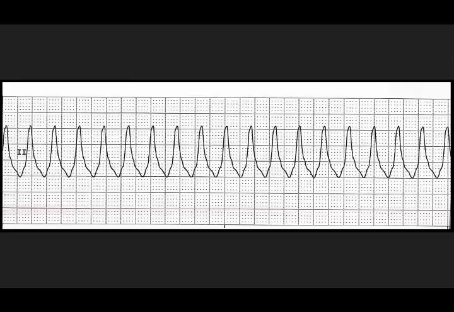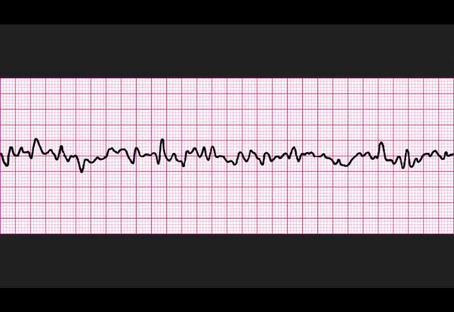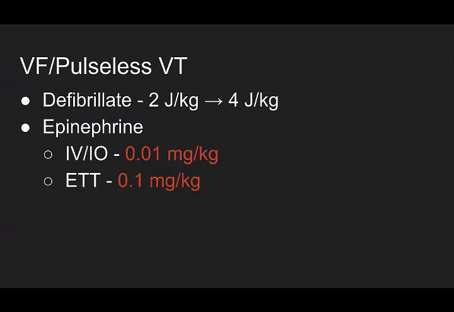You take a look at your monitor, you take a look at your CorPuls, and this is what you have with no pulse. Or let's say it looks like this. We're talking about ventricular fibrillation or pulseless ventricular tachycardia in a pediatric cardiac arrest. The key with VF and pulseless VT, same as with adults, is defibrillation.